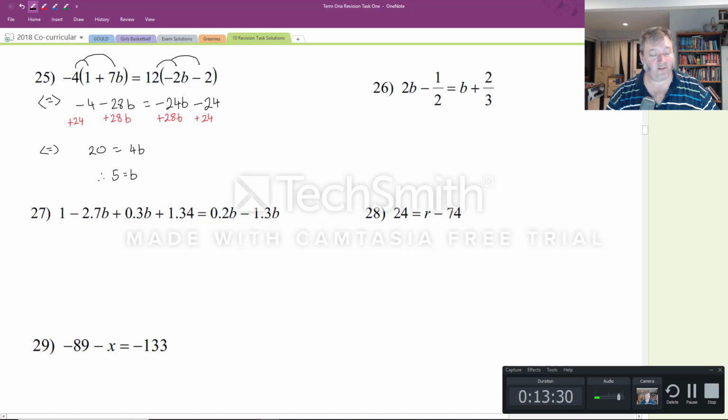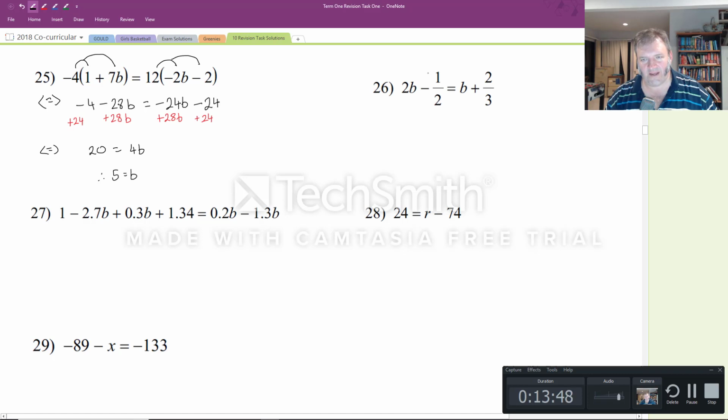35 plus 1 is 36 by negative 4, negative 120 minus 24, negative 144, something like that. Negative 12 by 12, negative 144. Looks good to me. Over on the right here, 2b minus a half equals b plus 2/3.